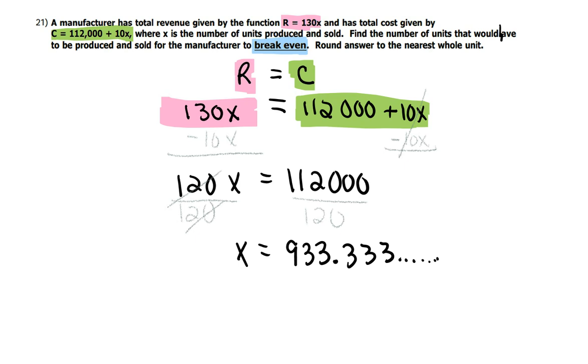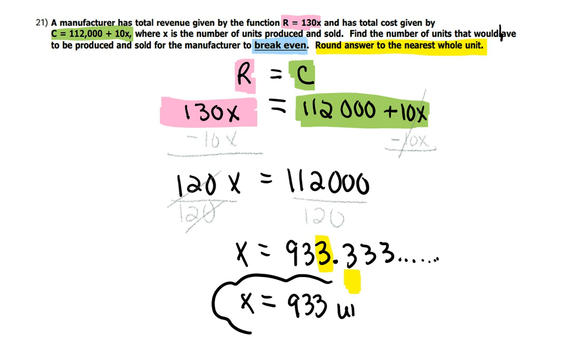And then up here, I said, round your answer to the nearest whole unit. Your whole number is that position right there. And since the next number is a 3, this would just round to 933 units. Now, that's just standard rounding, but if you're out in the real world, you're going to want to produce and sell 934, because obviously you can't make or sell 0.3 of something, and so to make it break even, you'd have to do that. Well, that ain't going to happen.